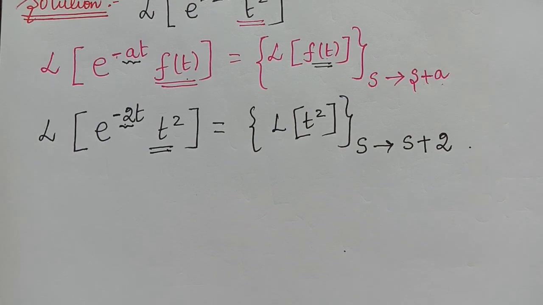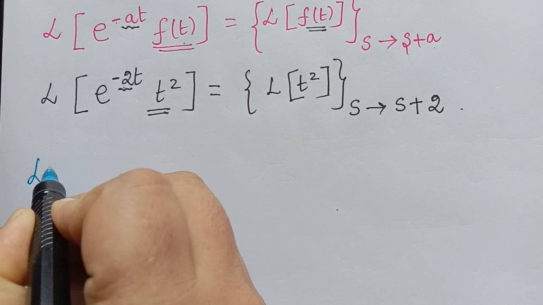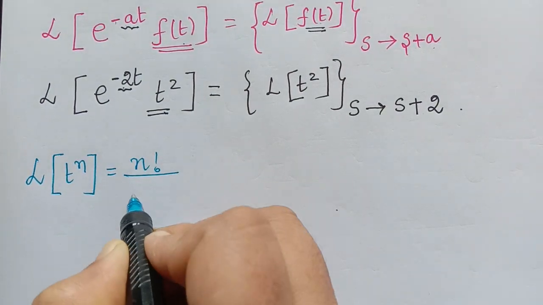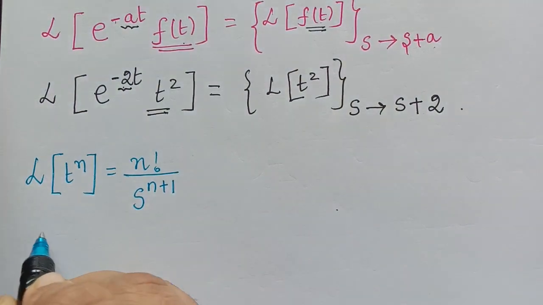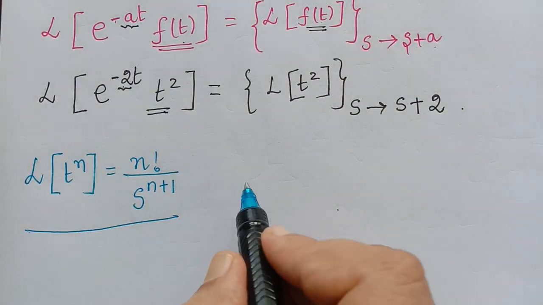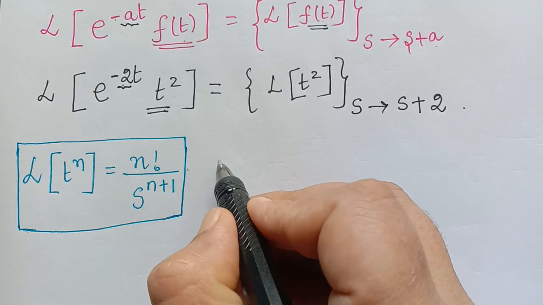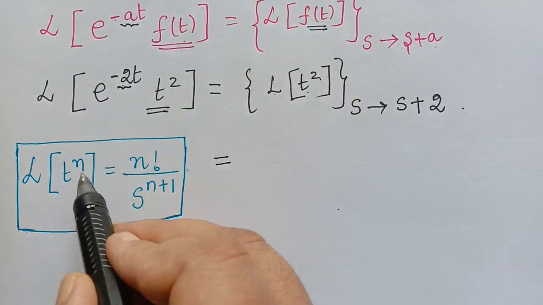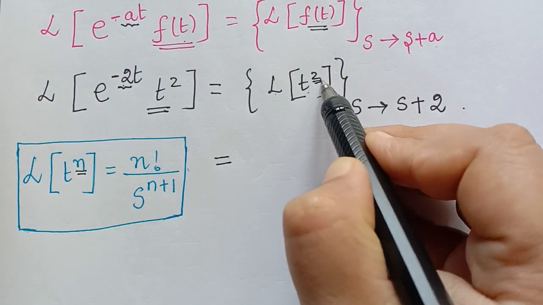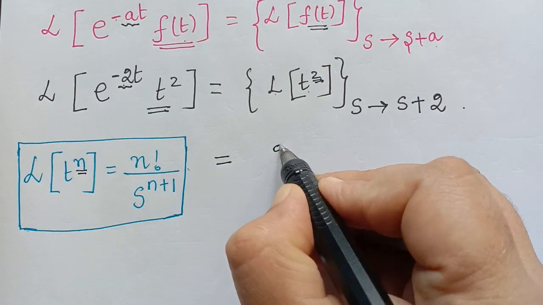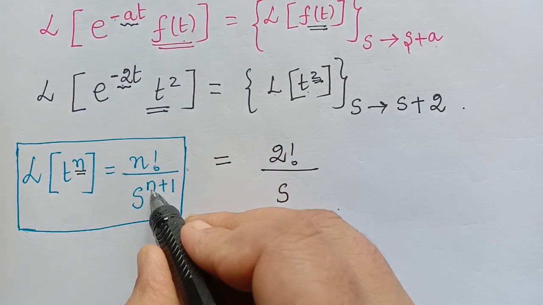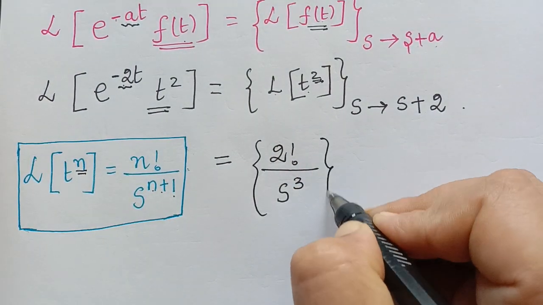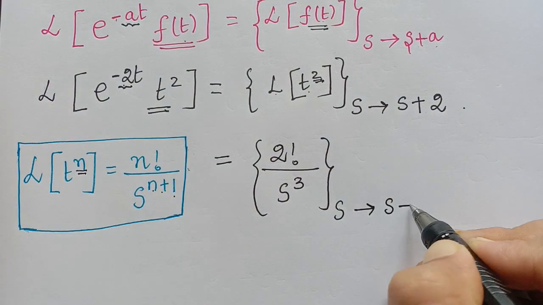Now by using the Laplace transform result, where we know that L of t to the power n is equal to n factorial divided by s to the power n plus 1, we are going to make use of this result now. So when we do so, we observe that here we have to find the Laplace transform of t square. What is the value of n? It is 2. So it will be 2 factorial divided by s to the power n plus 1. N is 2, so 2 plus 1, which is 3. And in this we have to replace s by s plus 2.